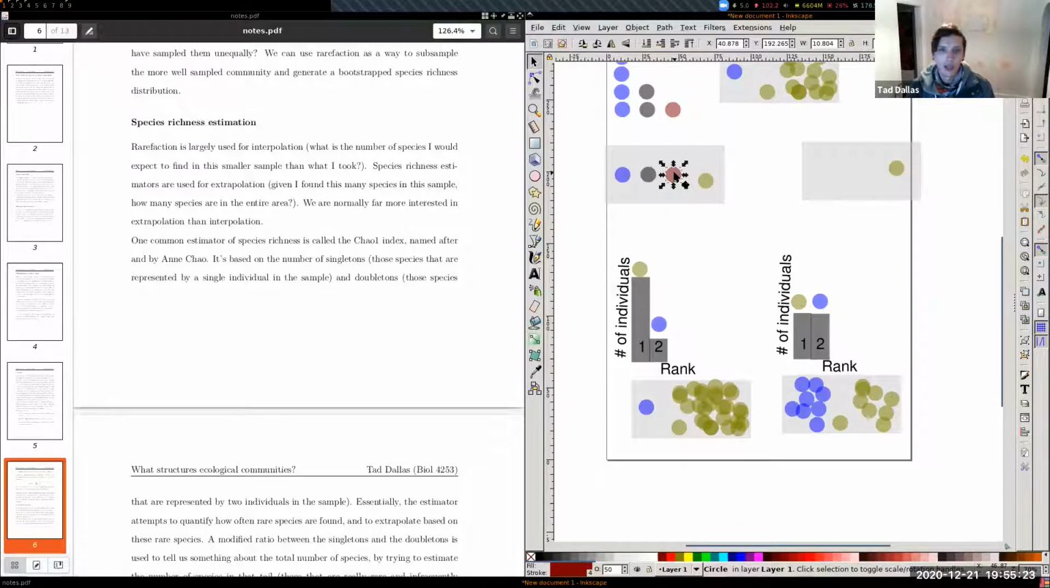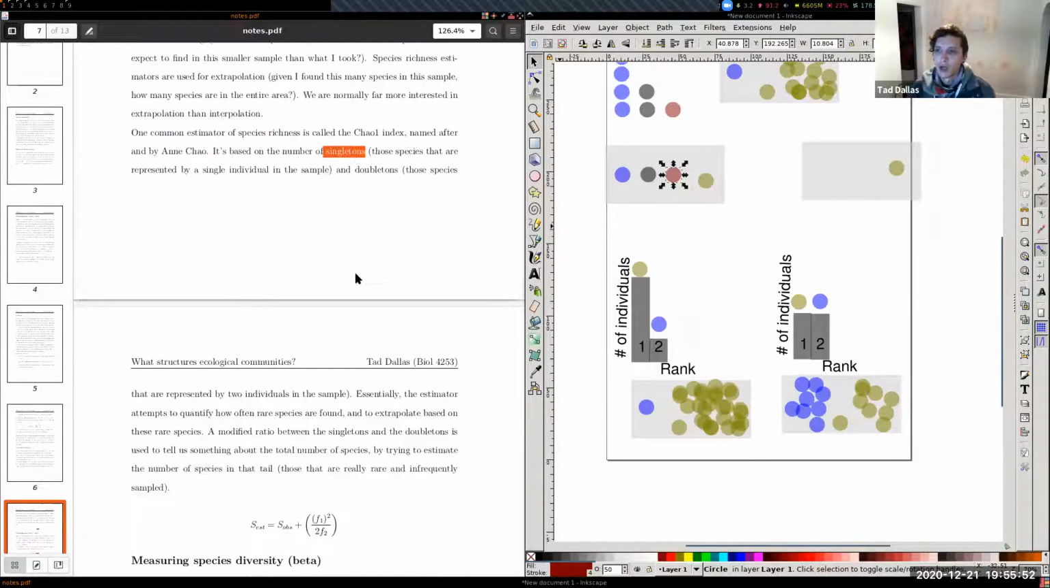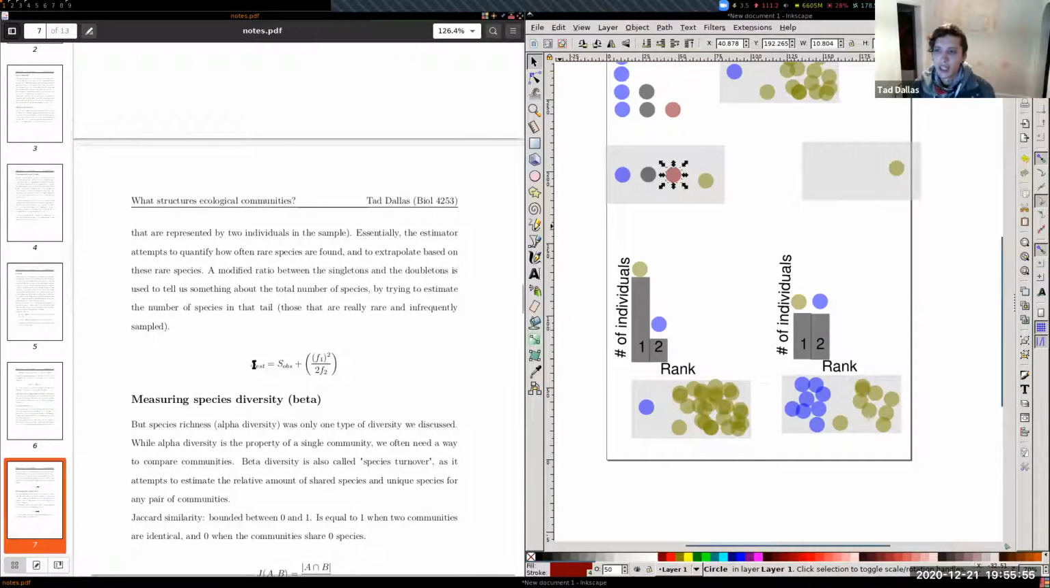That tail, those species that I've only seen once or twice, start to get at rarity in that community. And so by leveraging information on the number of species that are singletons, i.e. those that were only sampled once or are represented in the sample by a single individual, or doubletons, which have 2 individuals in my sample, we can start to get at the estimated species richness in the area. So here, est is the estimated species richness. That is the Chao estimate of species richness. This is what you observe.